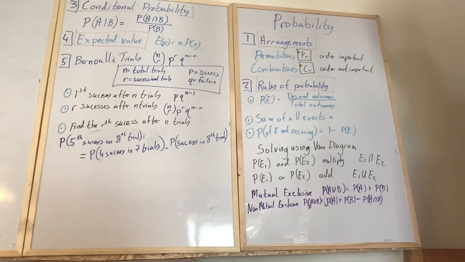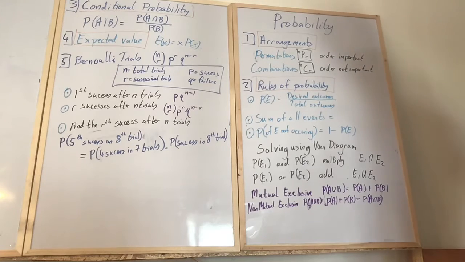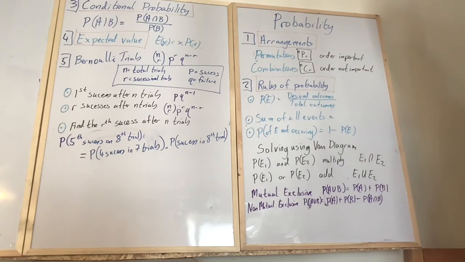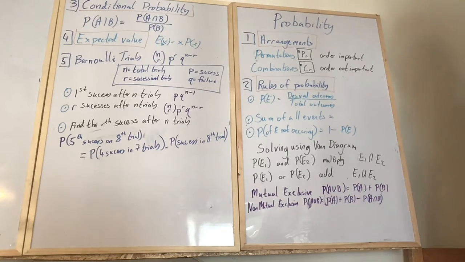The second section is the rules of probability. You will have seen some of them in junior cycle, okay, and we're just going to go through them. So the first very fundamental rule of probability is the probability of an event occurring is the desired outcomes over the total number of outcomes. An example there is what would be the probability of being born in December, which would be 1 month out of 12 months, so it would be 1 over 12.